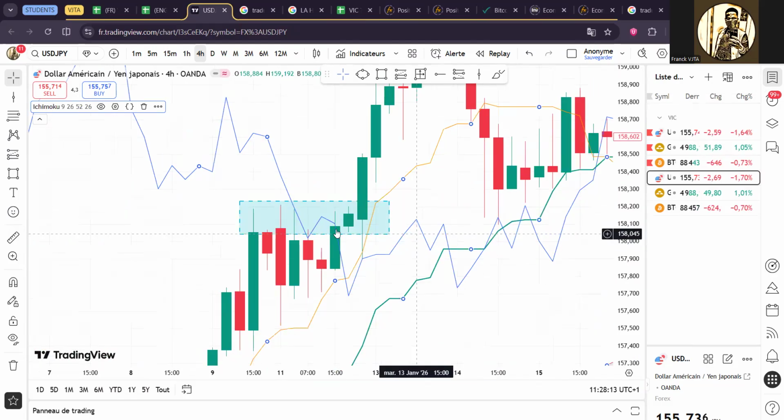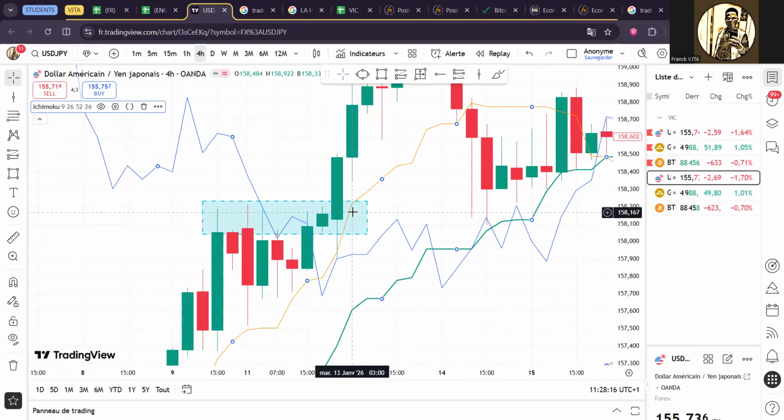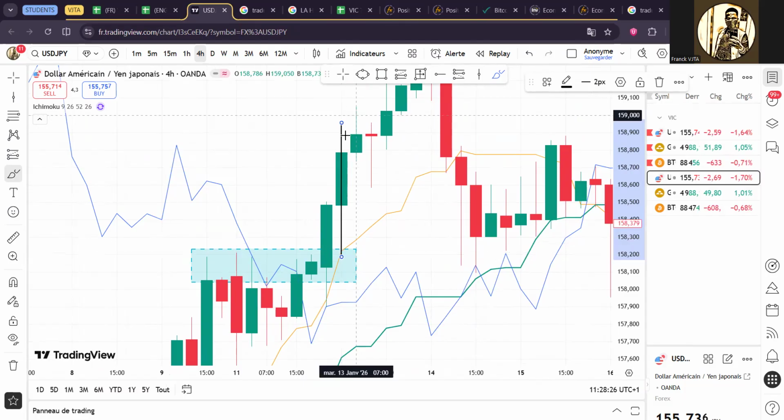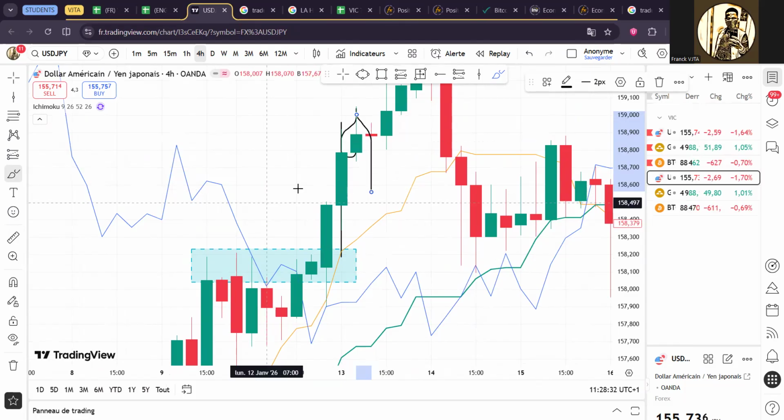Okay, when Tenkan got inside this zone, this red candle showed up. That was the candle that was inside the zone of Tenkan, right? After that, you had only one candle, then the price reversed here. Okay, that's normal. That's the first part when you can know that the price is reversing.